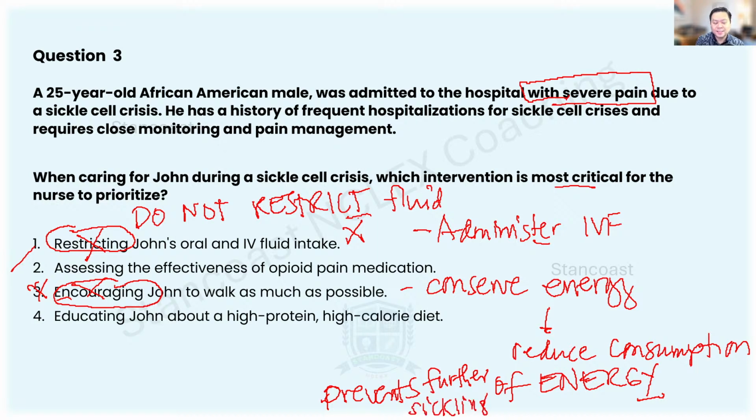All right. What about 4? Educating John about high protein, high calorie diet. We know that this is a good intervention, right? But we are going to manage first the sickle cell crisis. This one does not address the crisis.